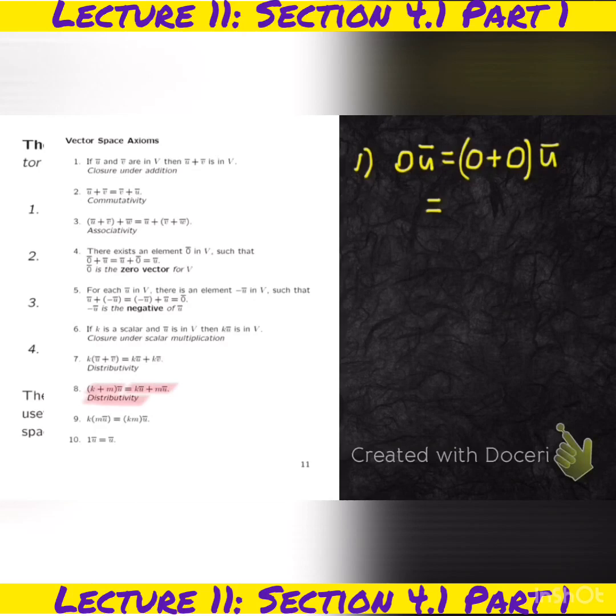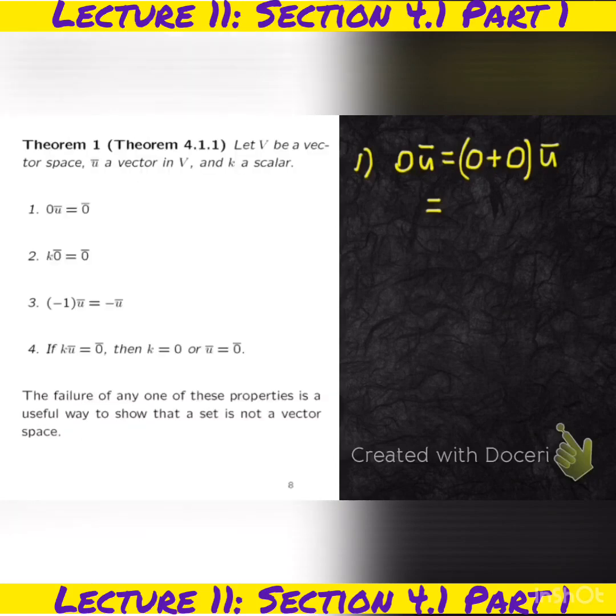Look at that distributive law. So I make the scalar k 0, I make the scalar m 0, and I multiply that with a vector u. What's going to happen? By our axioms, we have that this distributivity law holds. Okay, so we've got that.